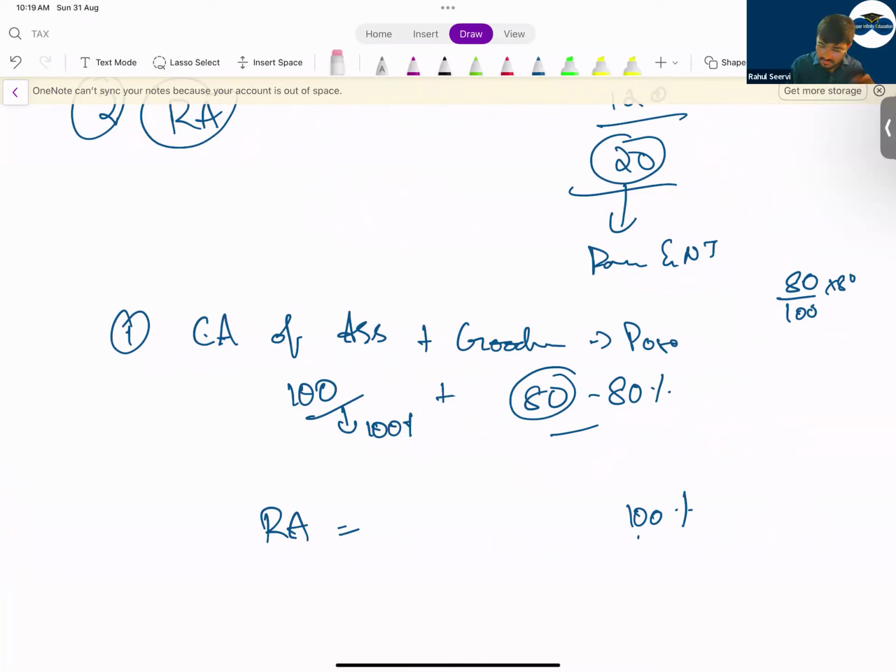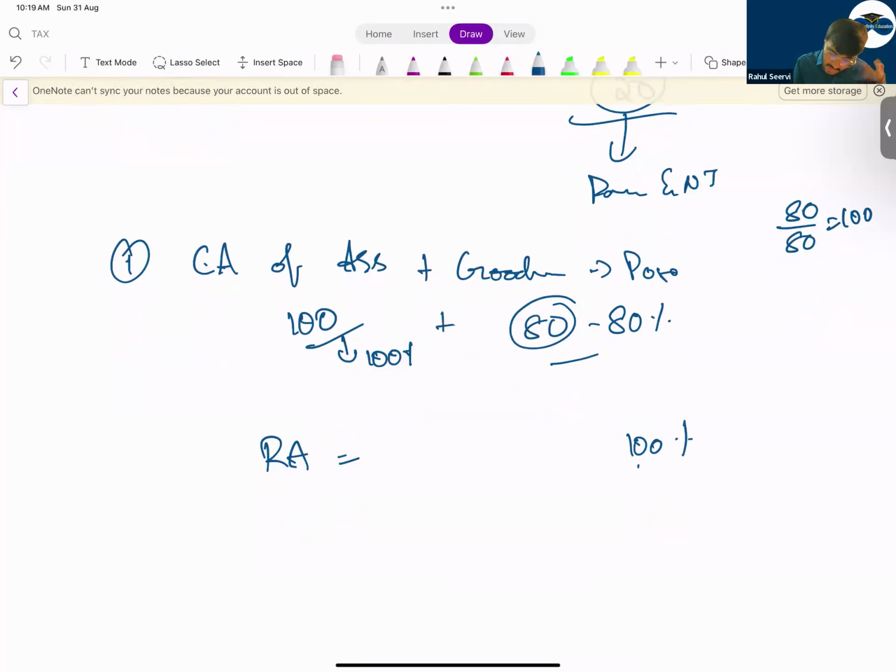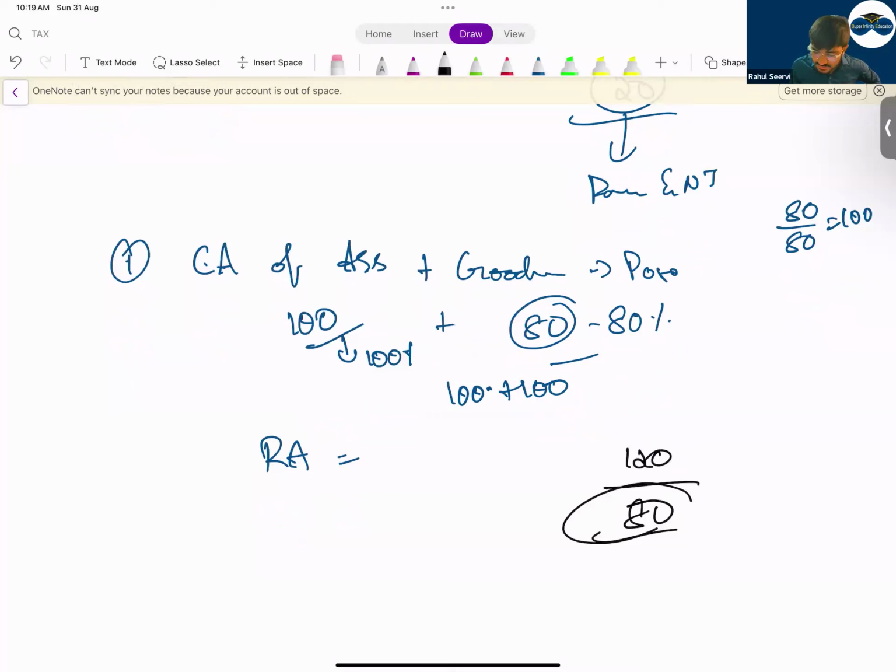Sorry, I had written it the wrong way around. Divided by 80, my bad. It is 100. You're getting back 100. So 100 plus 100, you compare this with your recoverable amount, which is 120 here. So how much is your impairment, sir? Impairment is 80. Now, will this 80 be given to the parent? The full 80 will not be given. Only 80 percent of this will be given, which is 64.